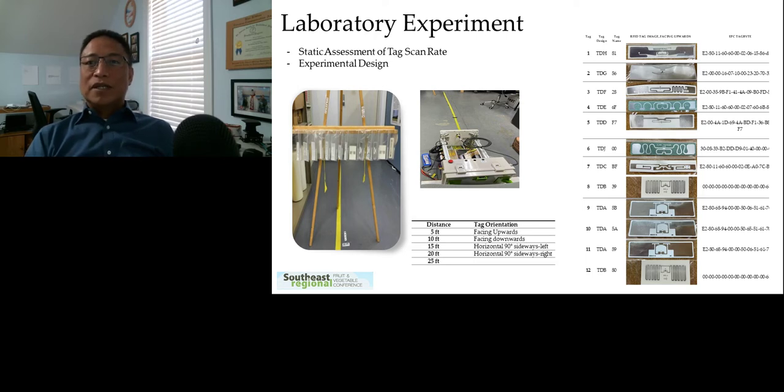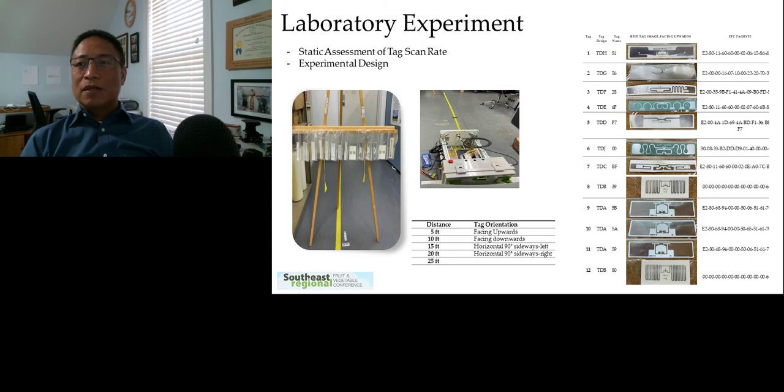Before going to the field testing, 2 laboratory experiments were conducted. The first one was the static assessment of tag scan rate, and the second was evaluating the tag using an experimental design. The first experiment was a static assessment of the 14 types of RFID tags as shown on the right side. The RFID reader and 14 tags were placed on a wood easel as shown on the left.